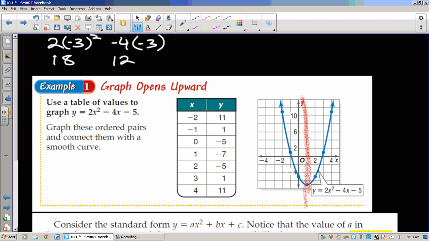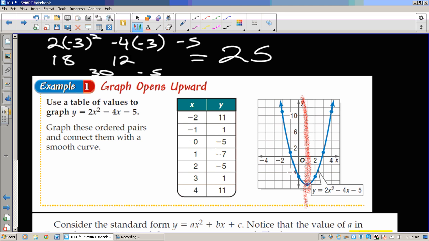12. 12. And then -5. So that's 30 minus 5. So this equals 25. Can you tell me another X value that's going to equal 25? Brendan? I'm going to say 5. You're going to say 5.